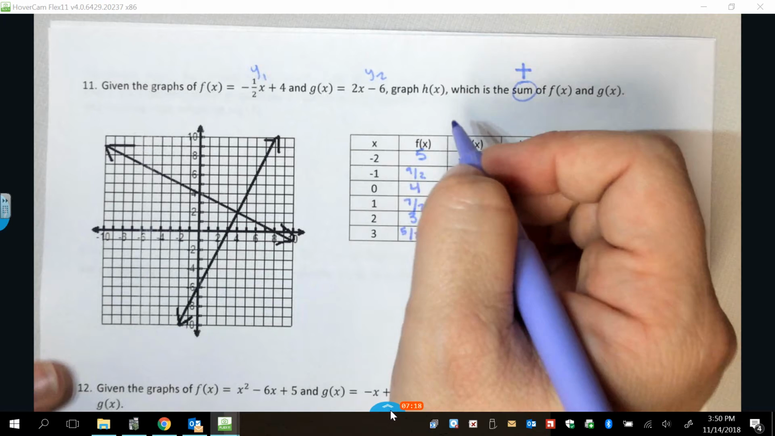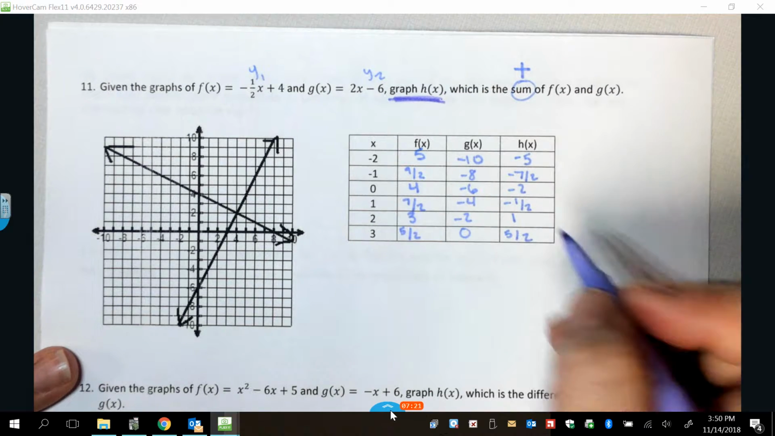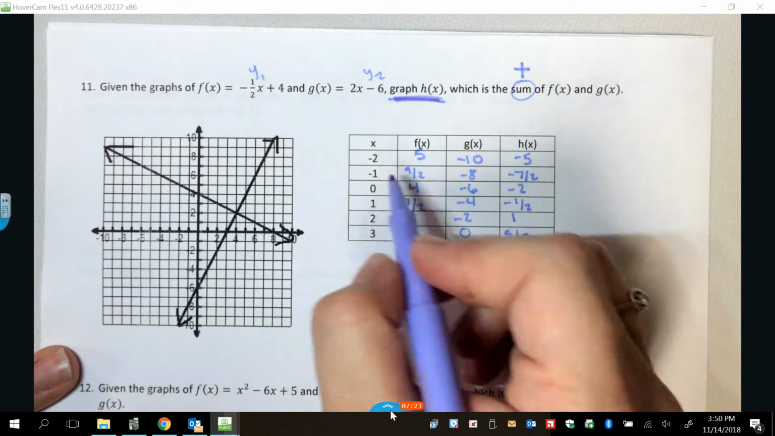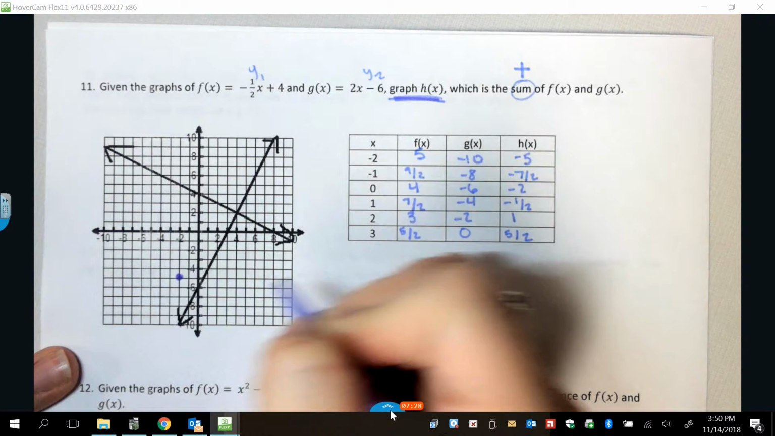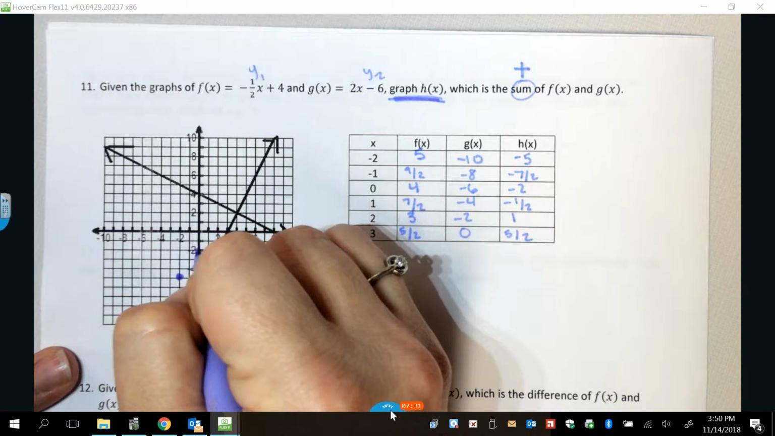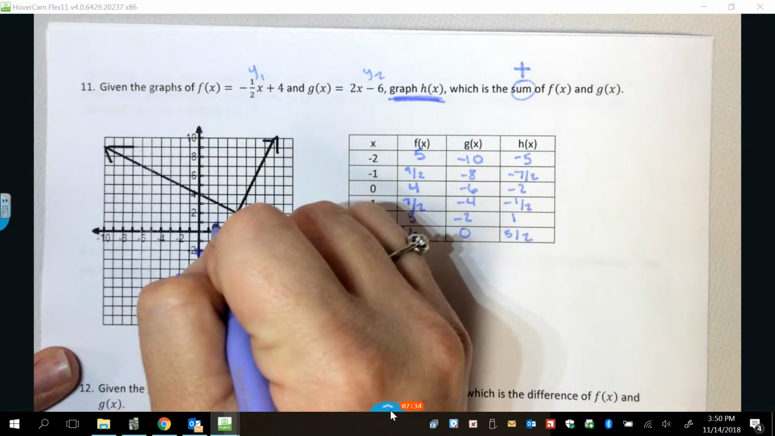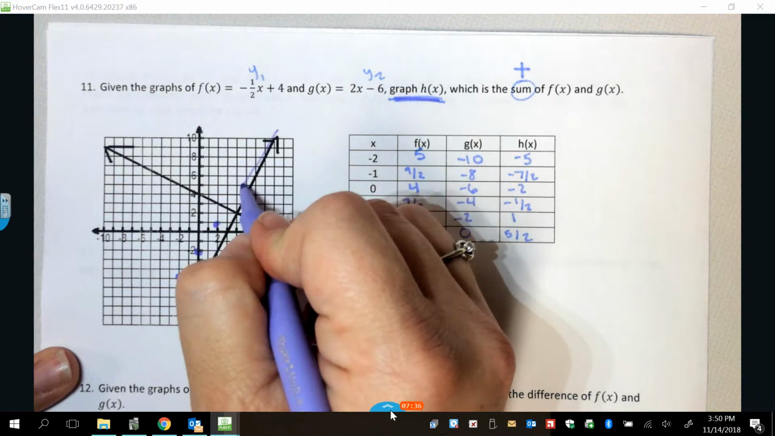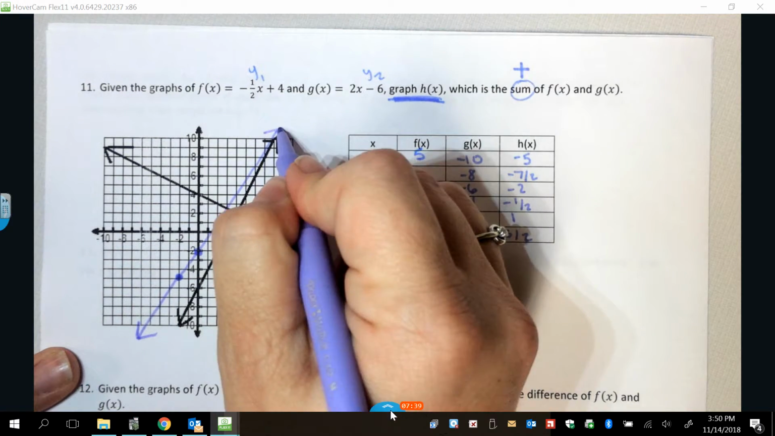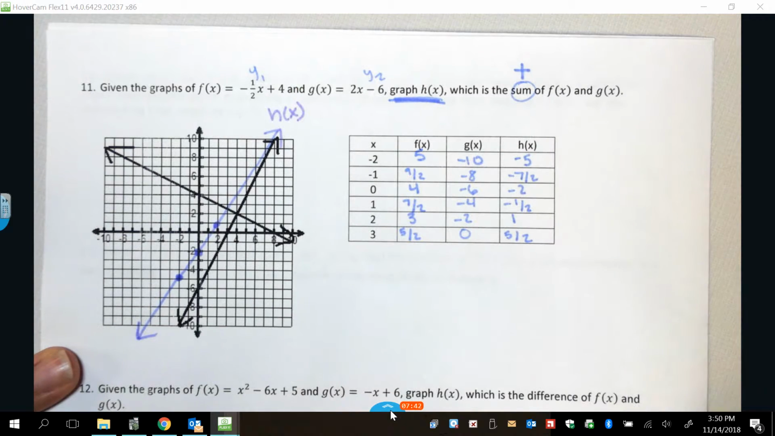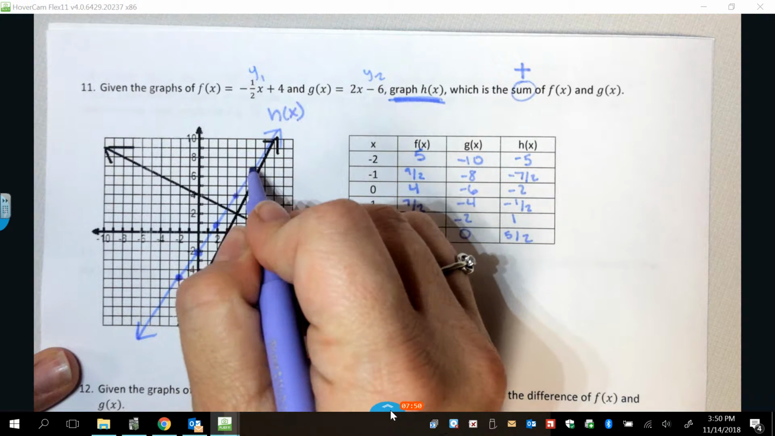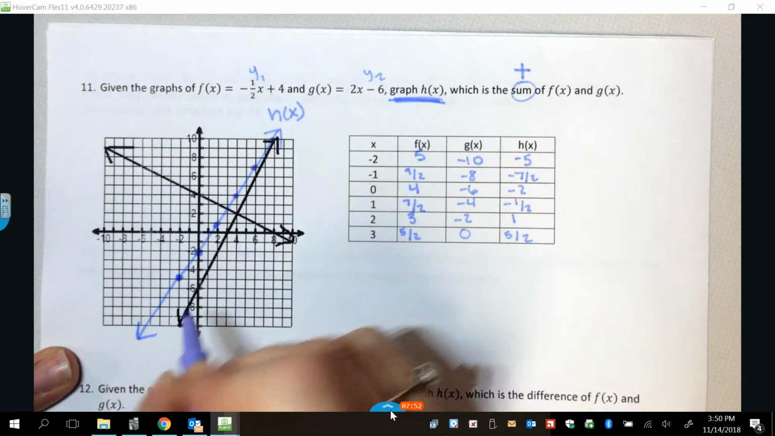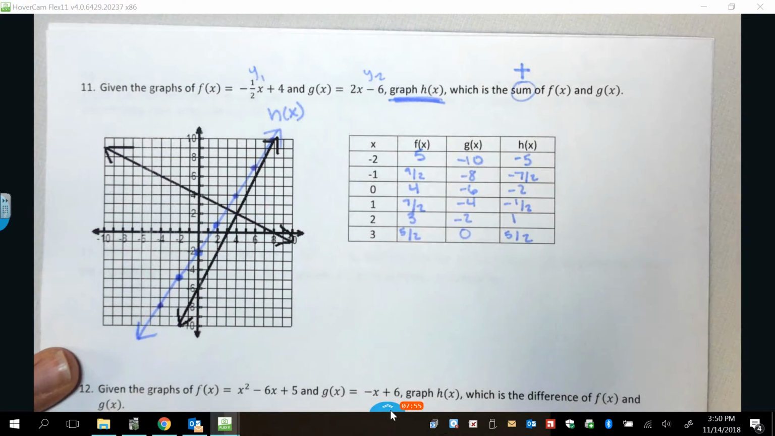Now, it also says graph h of x. So I have to graph these points. I'm just going to worry about the pretty points. Negative 2, negative 5, negative 2, negative 5, 0, negative 2, and 2, 1. So I'm just going to sketch this line from here. There is h of x. Now if I wanted to keep plotting, I can realize this goes up 3 over 2, up 3 over 2. Hey, look, my line's pretty spot on. Down 3 over 2.